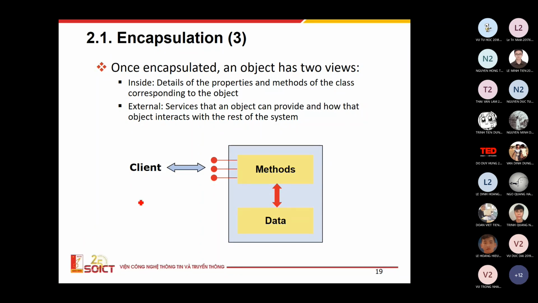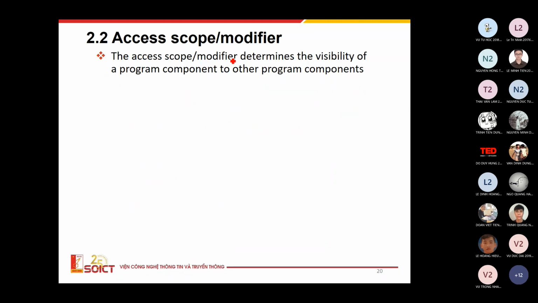You can see you can have two views in a class. Okay. So now you know that if you provide some way the client can interact with the inside of the class, but how can you provide this method or this way? You can use something called the access scope or access modifier. Okay, phạm vi truy cập.